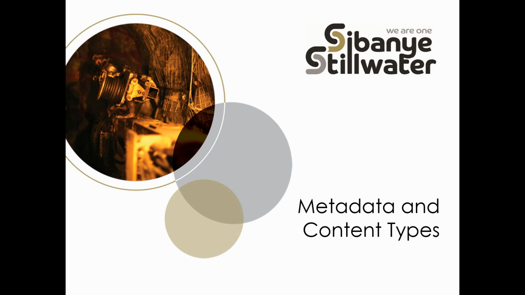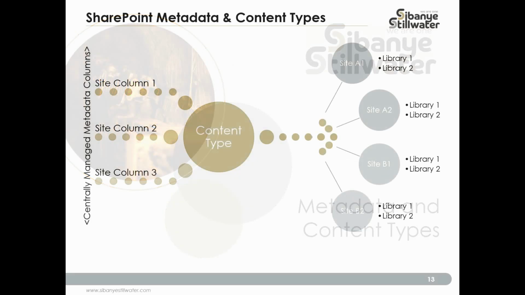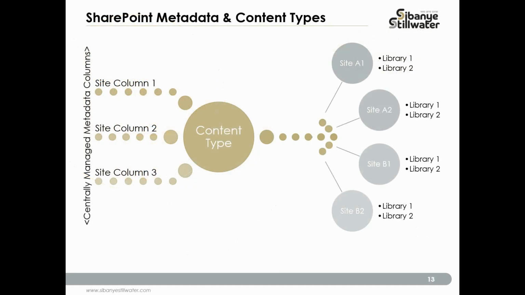With an idea of what metadata is and how we use it in our real lives, let's talk very briefly about how SharePoint uses metadata and how SharePoint implements metadata in content types and how that helps you. So, let's start off by looking at how SharePoint manages metadata. If we look at the left-hand side of the screen, we can see a bunch of columns that have been created, site column 1, 2, and 3, and those are pulled together into a package called a content type.